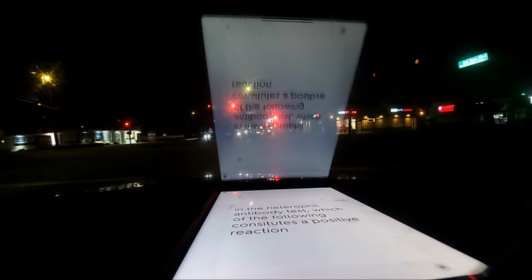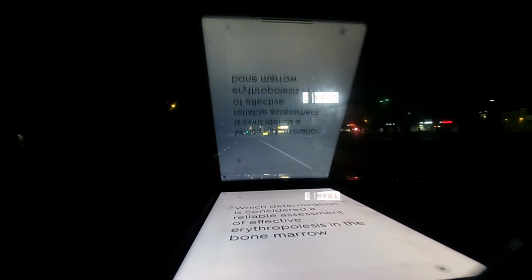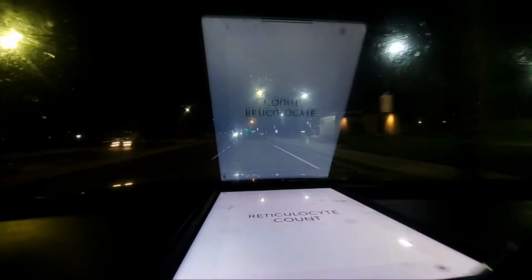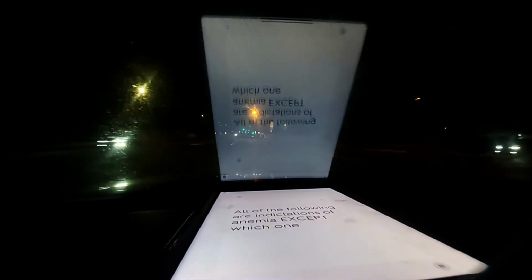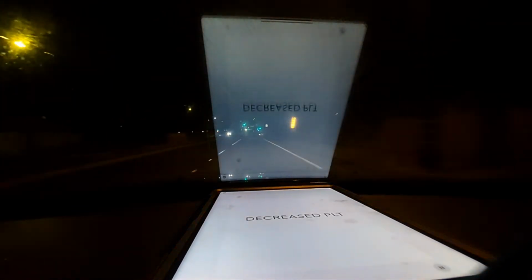In the heterophil antibody test, which of the following constitutes a positive reaction? Agglutination. Which determination is considered a reliable assessment of effective erythropoiesis in the bone marrow? Reticulocyte count. All of the following are indications of anemia except which one? Decreased PLT.